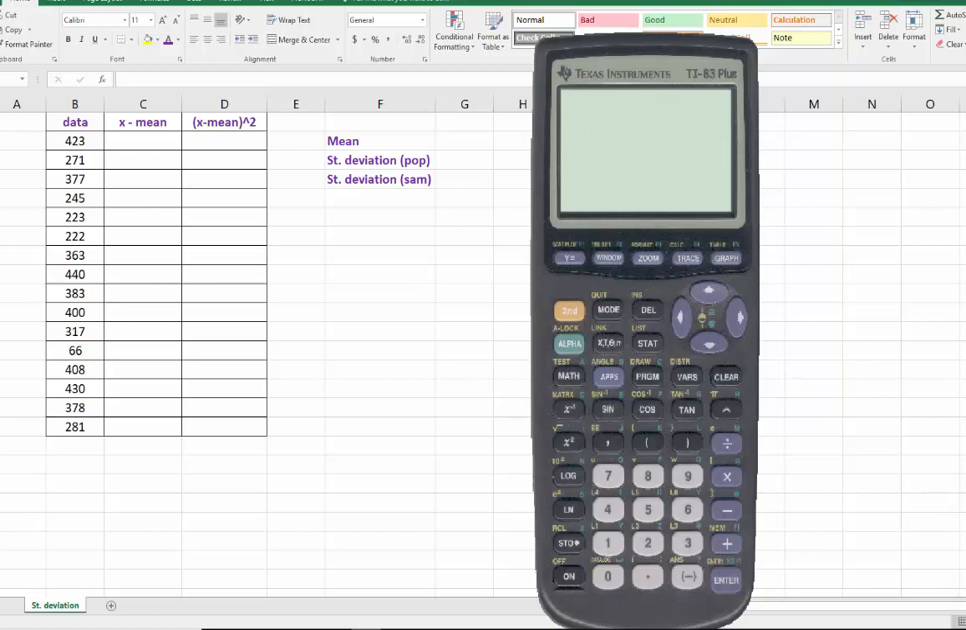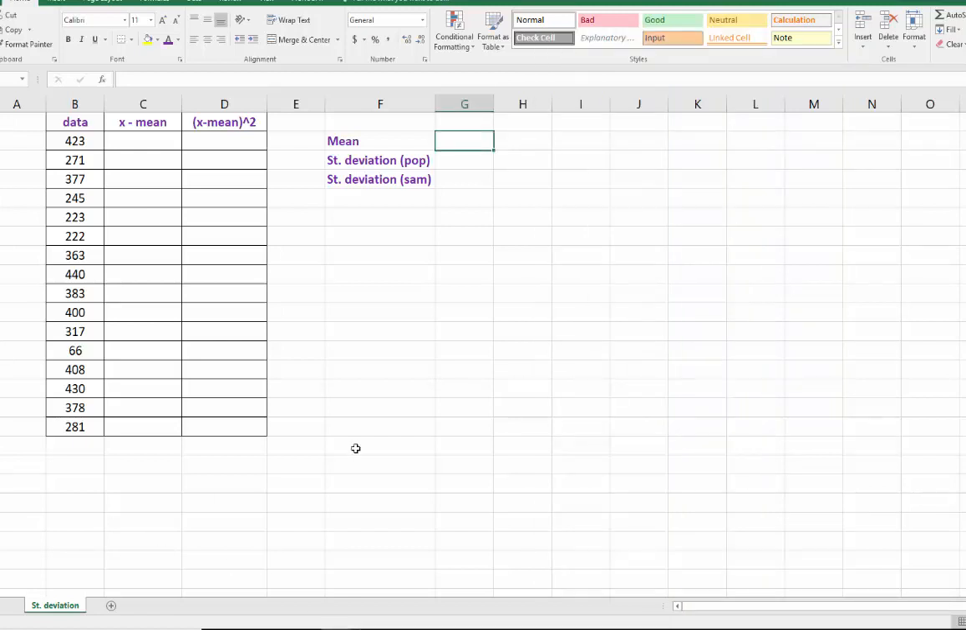So let's take a look at the following example. Let's say I have a set of data over here, and these numbers represent the number of text messages sent per month by a group of high school students. So I have 16 students that said, okay, here are my numbers. This is how many text messages I send per month.